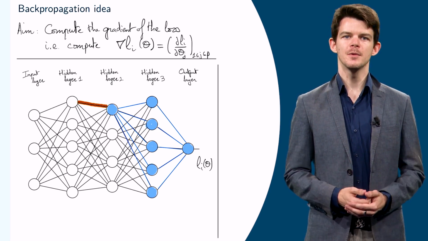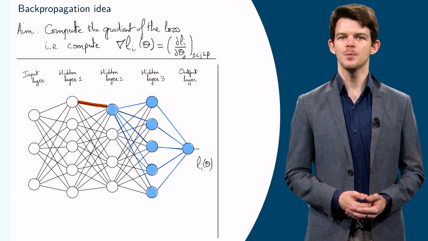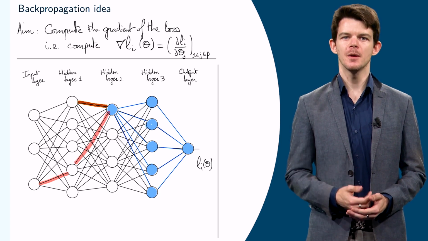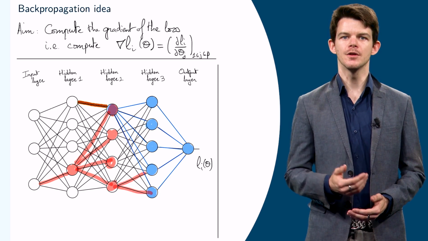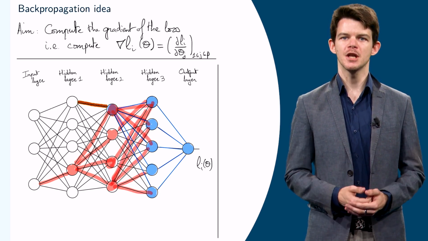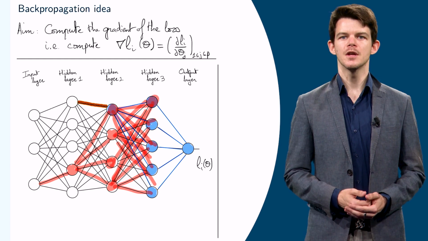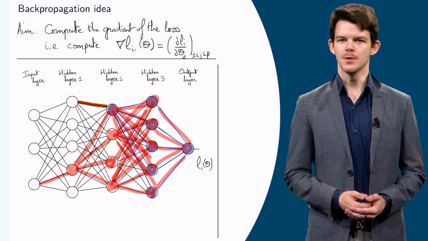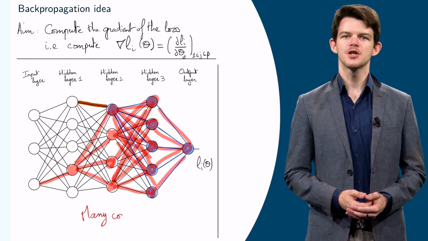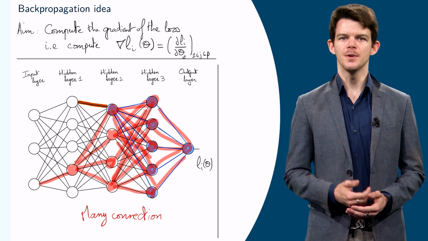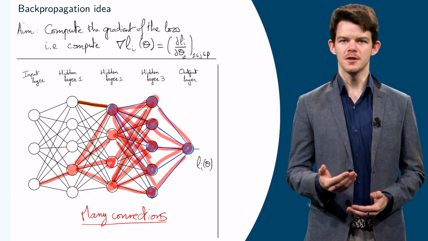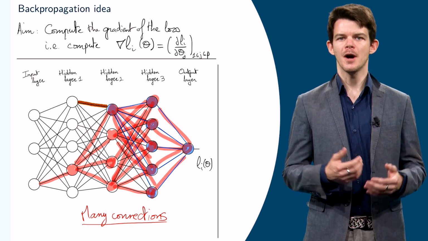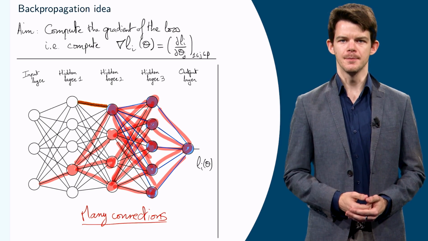We have considered the parameter in orange, but we could have considered another parameter, let's say this one in red. For this new parameter, you can apply the same reasoning, pinpoint all connections that link the loss to this parameter, and compute the partial derivative. In fact, you can do that for any parameter in the network. Since there is a large number of connections involved in each computation and a large number of parameters, it would be very costly, computationally speaking, to apply the reasoning for each parameter of the network independently.